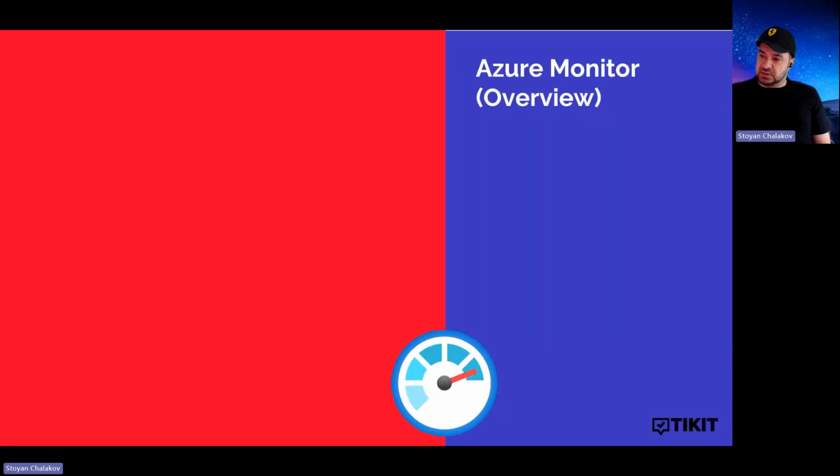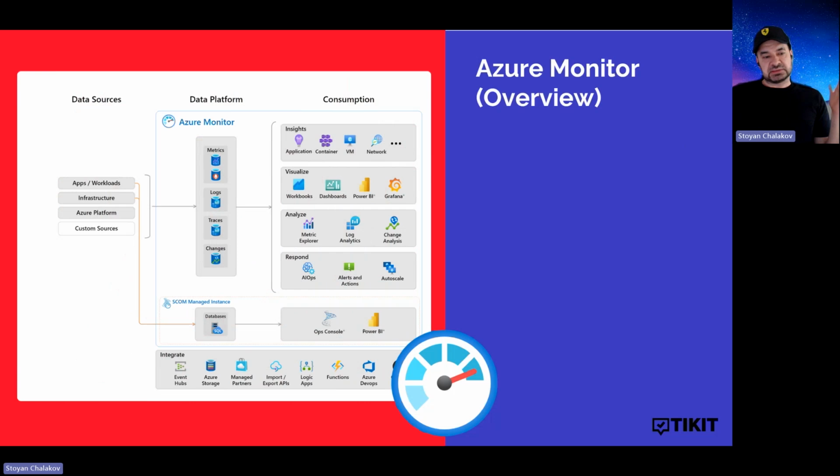So let's get a quick overview of what Azure Monitor actually is. This diagram depicts its main components. On the left side, you have all the data sources, and those are the type of resources being monitored. The data is collected from, let's say, your applications, infrastructure, Azure platform, and also from custom sources, and then is fed to the so-called data platform in the form of metrics, logs, traces, or changes.